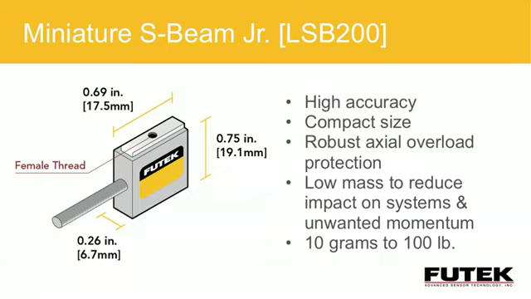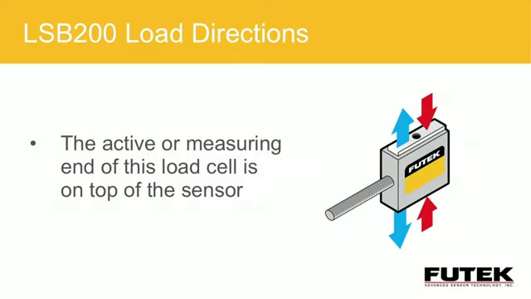You'll see this particular slide is dimensioned, and I do want to point out the 0.26 inch or 6.7 millimeter thickness. That's the side-to-side centerline dimension that I was referring to earlier. In this package size, as you see, relatively small, and the package size is consistent from the 10-gram range up to the 100-pound range. This next slide gives a better example of the physical loading characteristics for LSB 200.